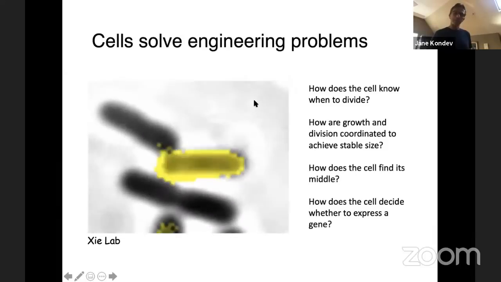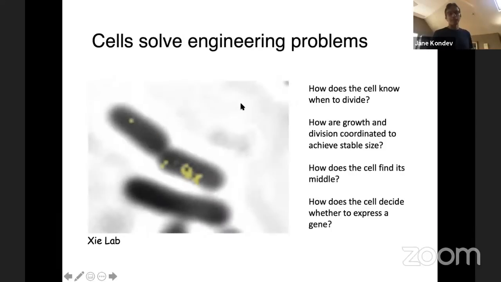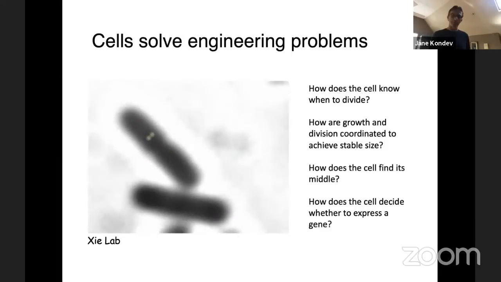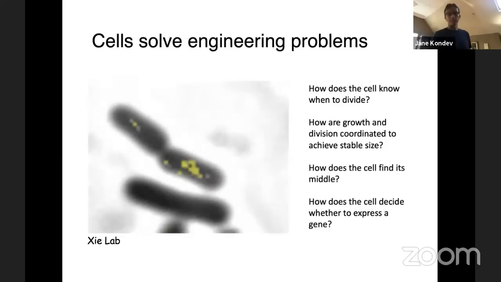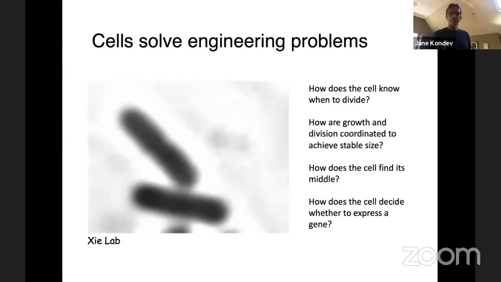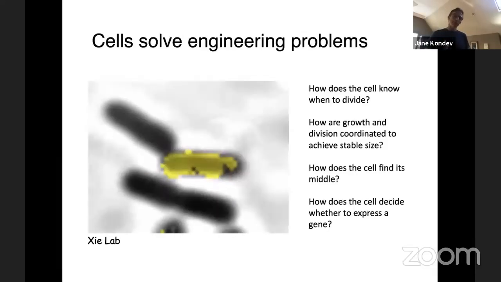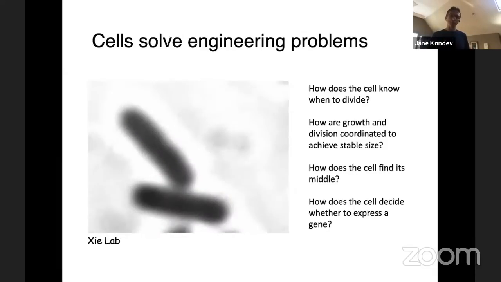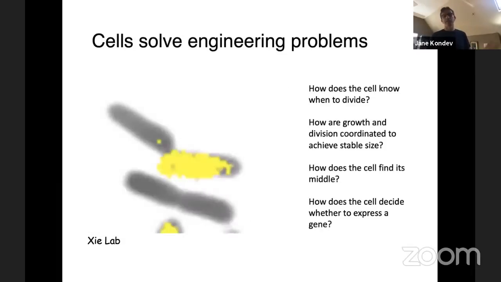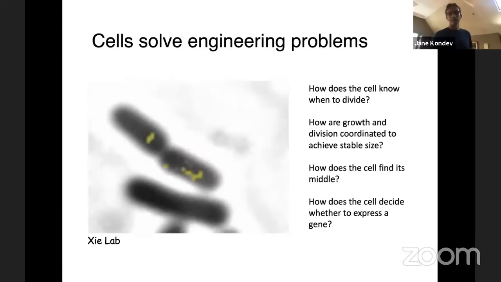For example, the cell is growing. How does it know when to divide? Now, if a cell is growing, and in E. coli, for example, this growth is exponential in time, the mass increases exponentially with time over a generation. How is this growth and division coordinated to achieve a stable size? Because if you were to look at this growth and division over many generations, you would find that there is a distribution of cell sizes, but it's not extremely wide. It's quite narrow. So how does that achieve?